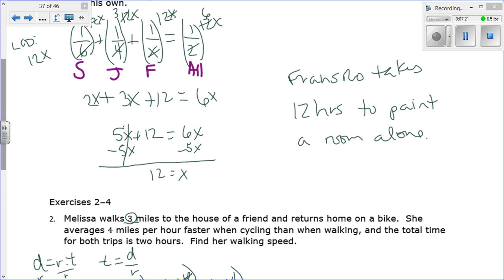So it looks like if you're working together, you really don't want to work with Francisco because it's going to take him twice as long as it takes Sam to paint the same room.